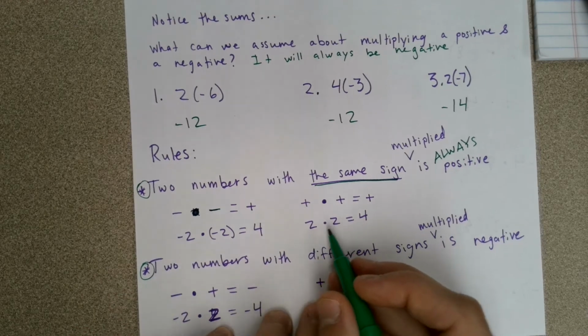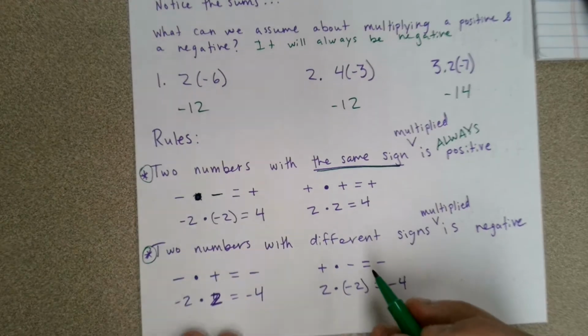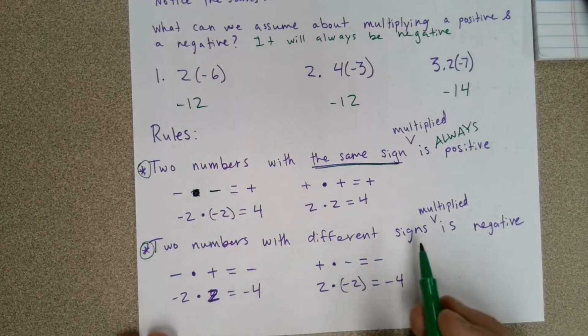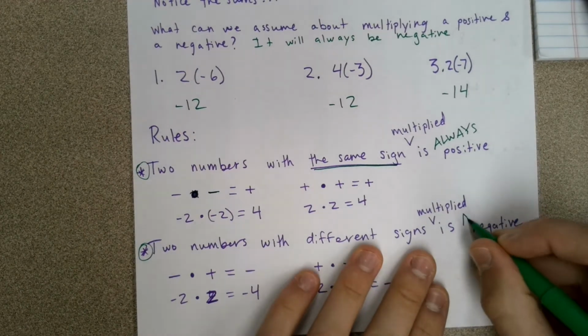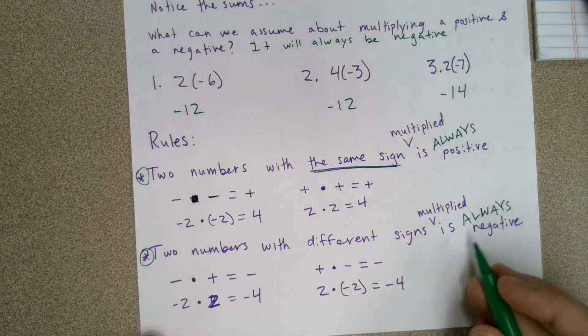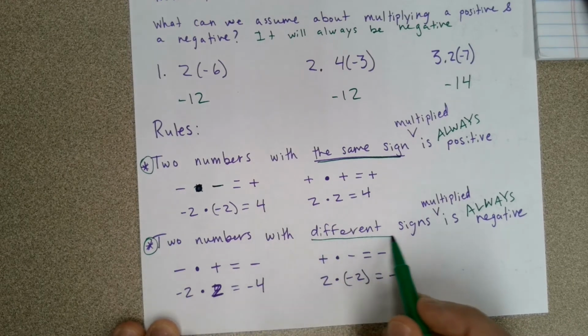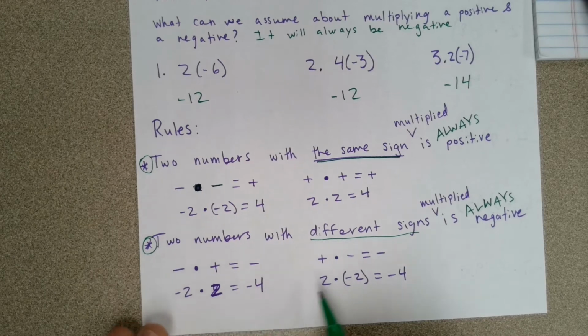2 times 2. They have the same sign. They're both positive. Always positive. Our second rule, two numbers with different signs multiplied is always negative. This is what we were talking about at the very beginning of the lesson. So if we have negative 2 times positive 2, we have different signs. Different signs is going to be negative 4.